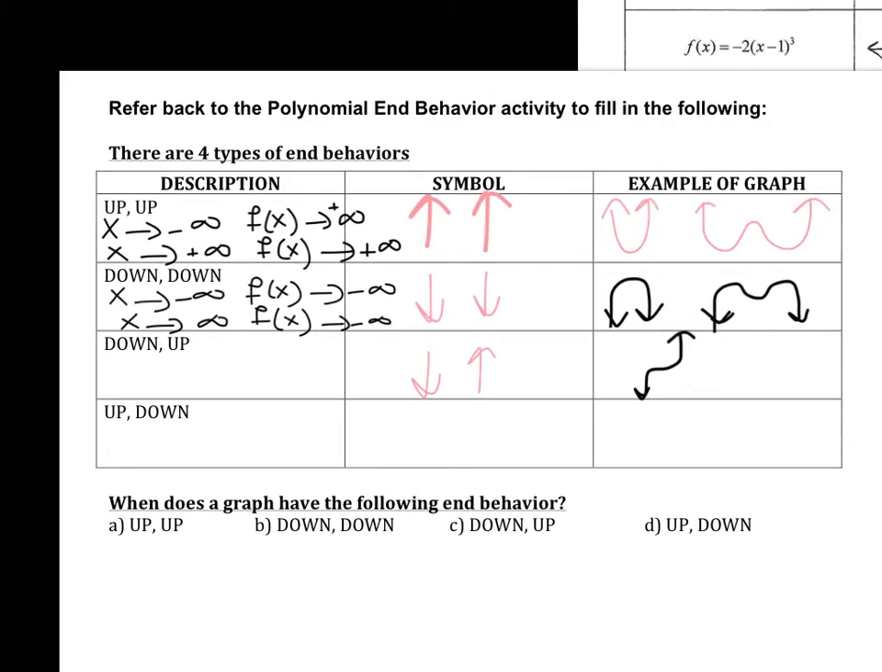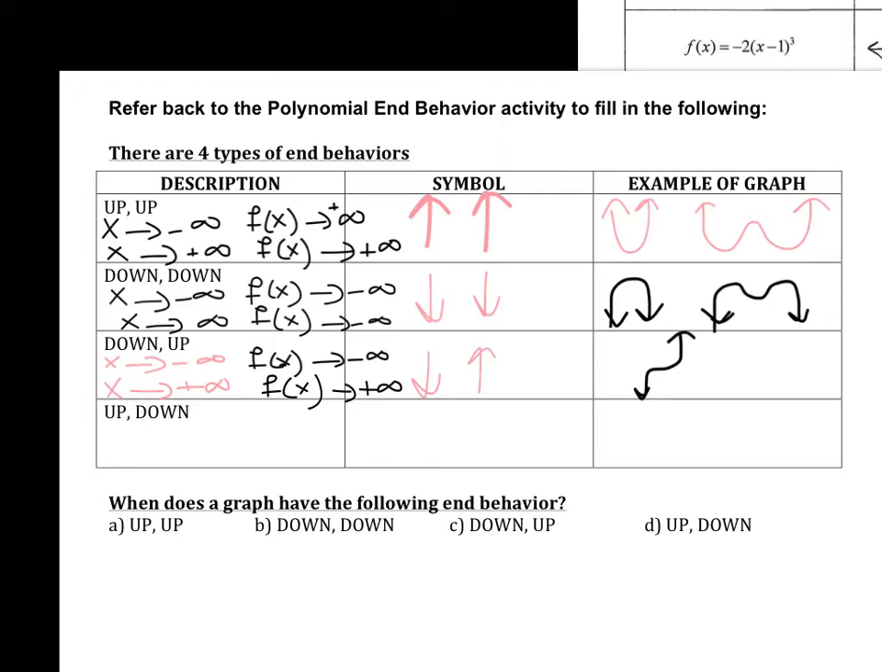as x tends to negative infinity, let's look at the left side. The left side of the graph is pointing downward, so y, or f of x, is going to negative infinity. And as x goes to plus infinity, let's look at the right side of the graph, it's going upward. So f of x is pointing to plus infinity. And that's the down-up function.